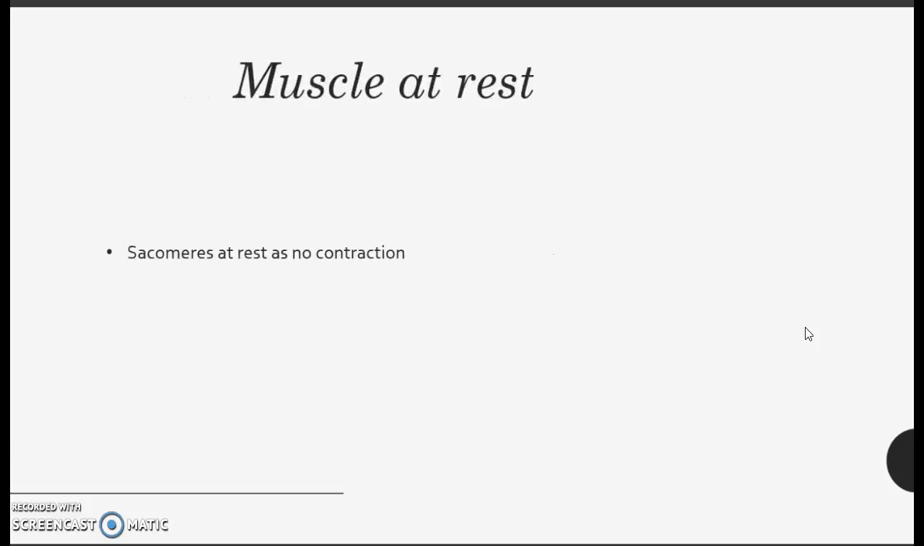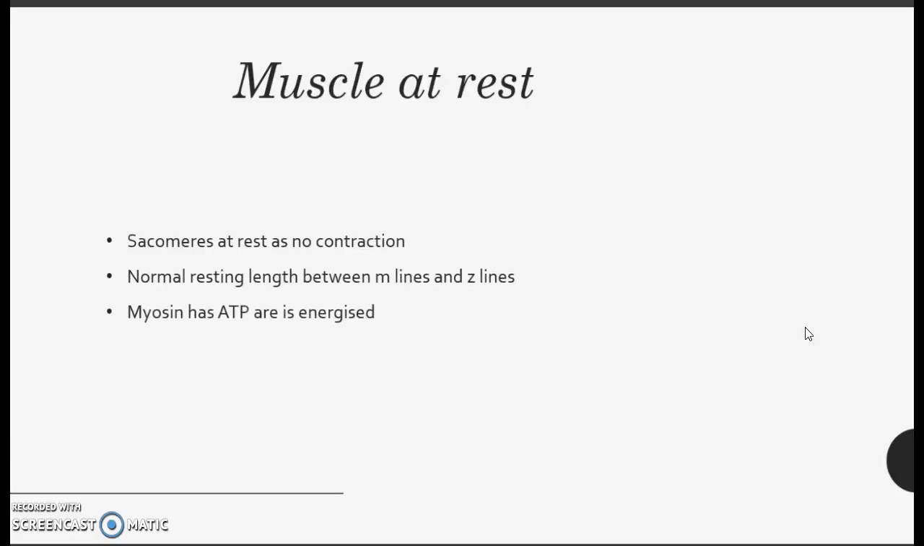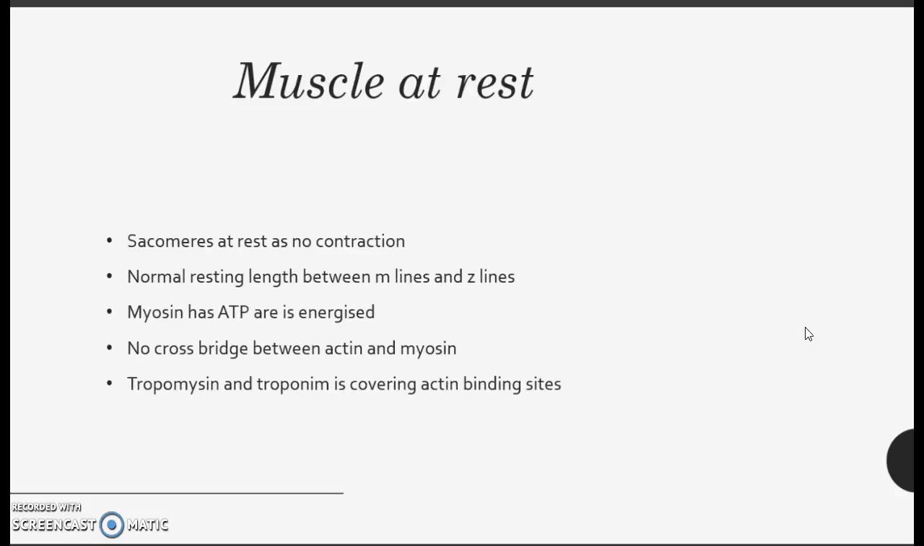Muscles at rest. At the end of each muscle fibre, there's sarcomeres. They contract. When the muscles contract, they get closer together, and this is because of how the actin and myosin go against each other. However, when the muscle is at rest, sarcomeres have no contraction, so they're far apart, and there's normal resting length between the M line and Z line. So the M line's in the middle, and the Z lines are at the end.